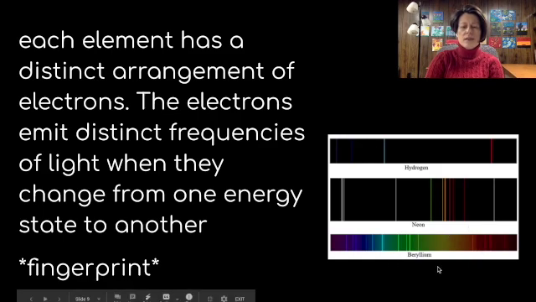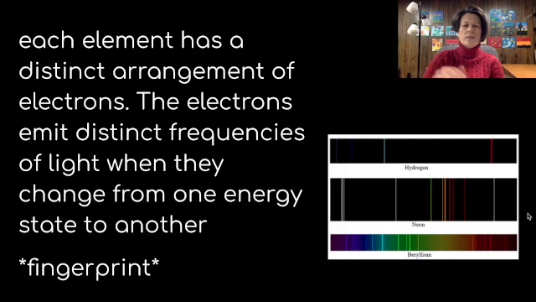The number of lines depends upon the number of electrons, and there are different energy states the electrons can be in. Remember, we talked about energy levels, we talked about orbitals. Electrons jump up to another energy level when heat is added, and then they give off light when they fall back down to their lowest energy state. They can jump up to different levels, and when they fall down, they give off different frequencies of light. That's what produces those lines.